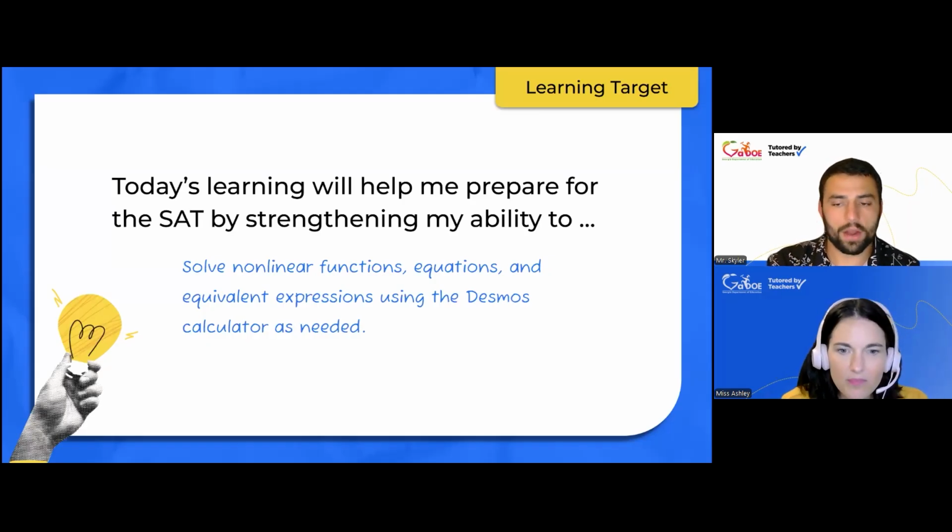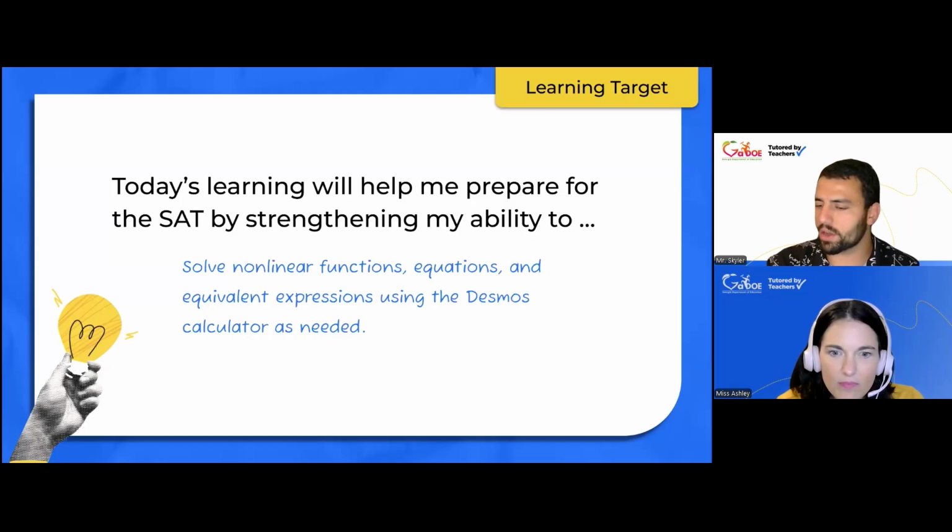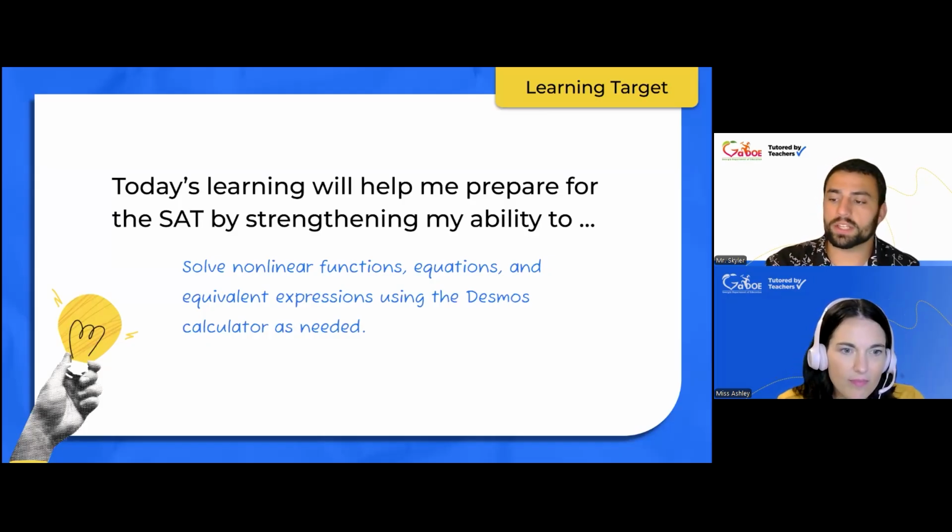That's right. Now, not everything can be solved with the Desmos graphing calculator, but there's plenty of times where it is going to help us out.